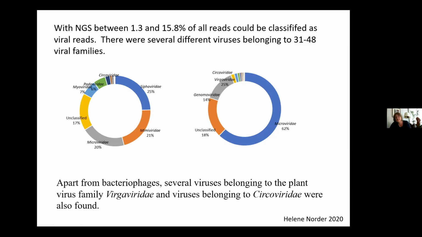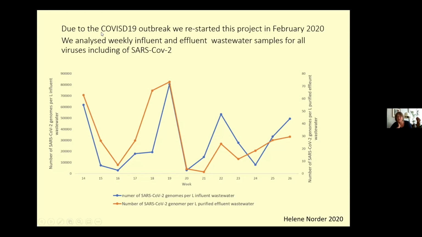And this year, when we had this COVID outbreak, we restarted to look if we could find SARS-CoV-2 in the sewage or not. We started in week 7, and in week 14, we started also to check the outgoing effluent, to see both incoming and effluent. You can see here, the blue lines are the amount of SARS-CoV-2 in the incoming sewage, and the red line is the effluent.